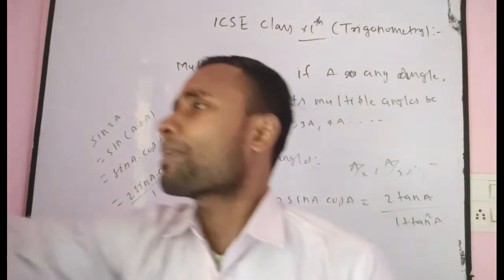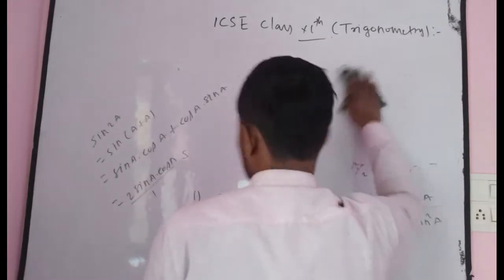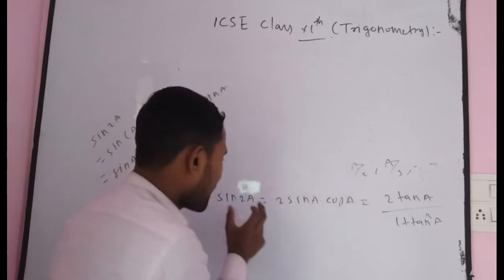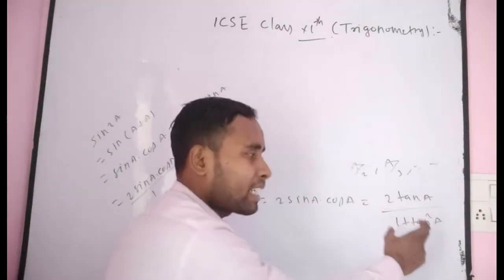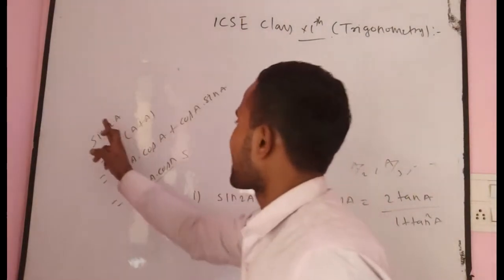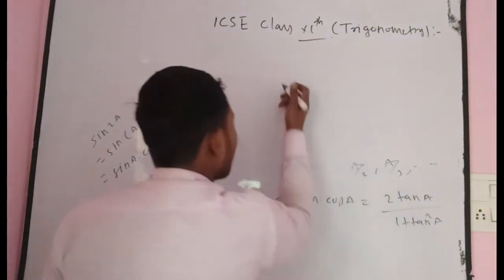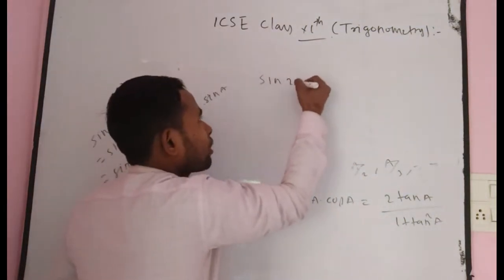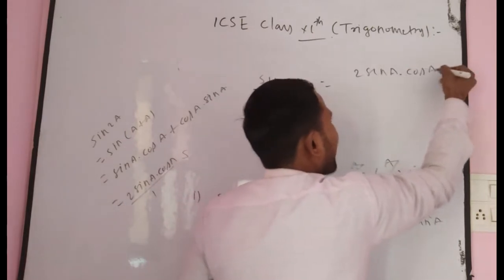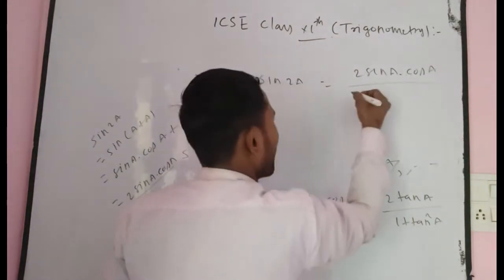So now I am writing the next step. When you start to prove sin 2A is equal to 2 tan A divided by 1 plus tan square A, first you write, as we know, sin 2A is equal to 2 sin A into cos A divided by 1. Here 1 can be replaced by sin square A plus cos square A.